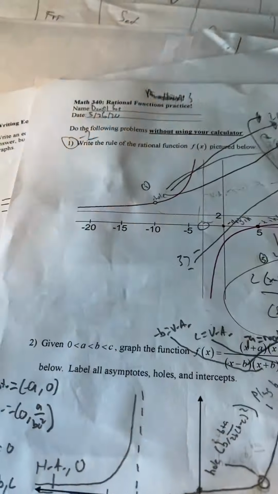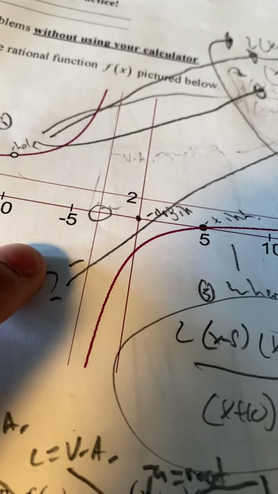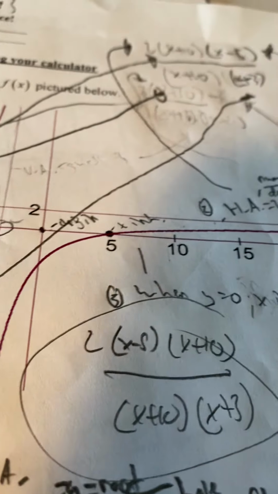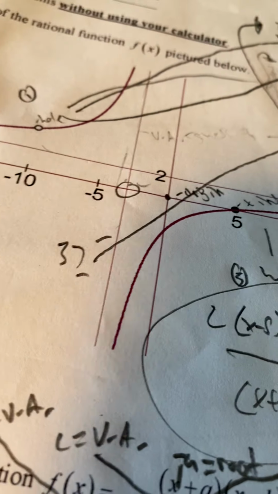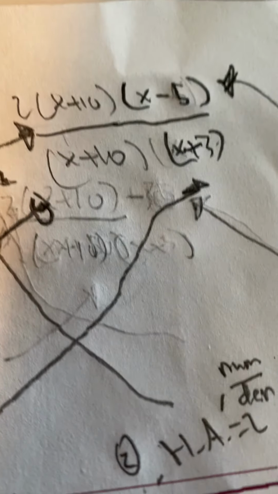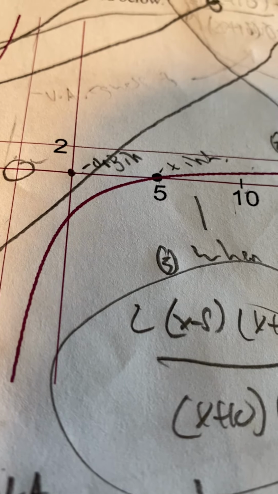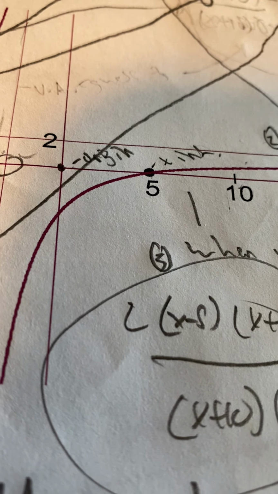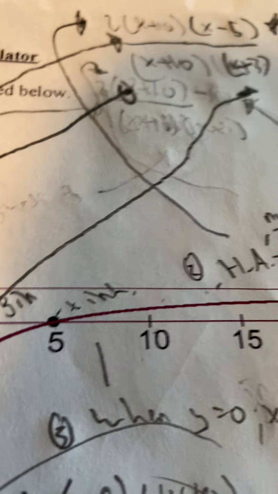Next, I have this one. So I was a little confused, but you told me to just consider this 3. And after that, I got it. So if the vertical asymptote is negative 3, I wrote x plus 3, as you can see here. You know that there's a root here at 5, so you know there must be x minus 5 on the numerator, which I wrote here.